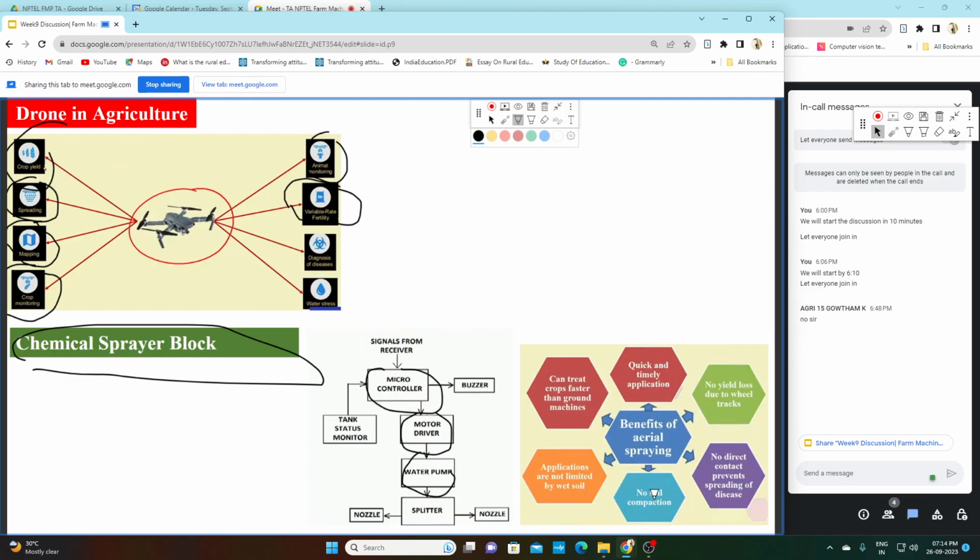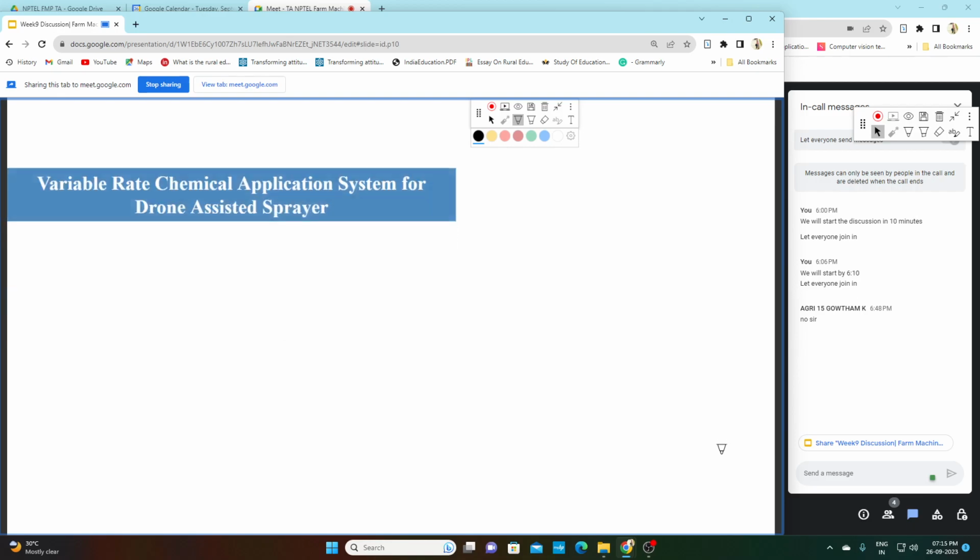Fifth is no soil compaction. We are not using any heavy vehicles, so that is why there is no soil compaction. And last is that applications are not limited by wet soil. We cannot operate our ground vehicles in wet soil, but because we are applying this spray with a drone in the air, we are not limited by wet soil. So these are some of the benefits of your aerial spraying.